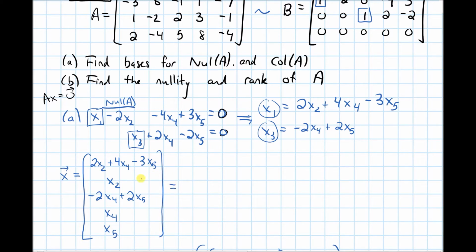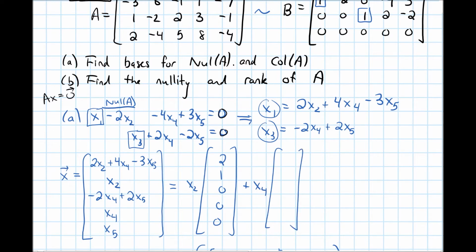I just need to put this in parametric vector form, so I can see what the basis vectors are going to be. We're going to get x2 times some vector. What are the coefficients of x2 here? I see that it's a 2, a 1, and then 0 all the way down. Then I have x4 as my next free variable times its coefficients, which are 4, 0, negative 2, 1, and 0. The next free variable is x5, so I'll have an x5 term times its coefficients, which are negative 3, 0, 2, 0, 1.